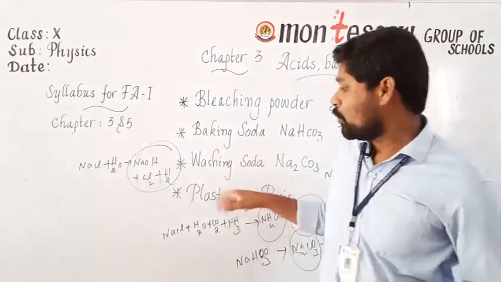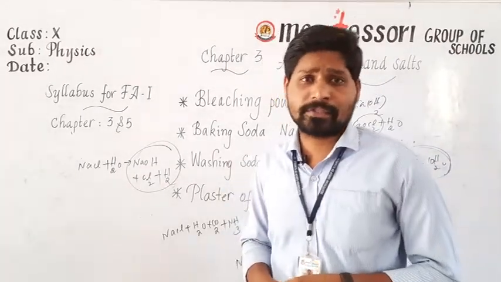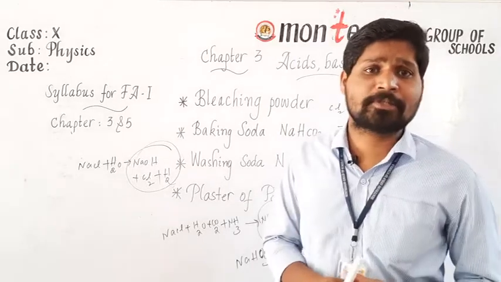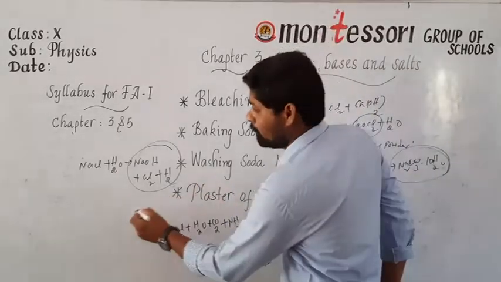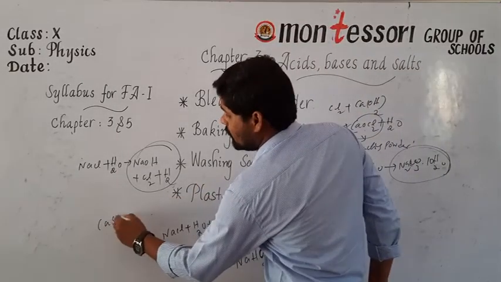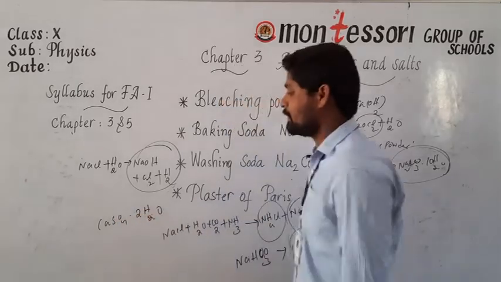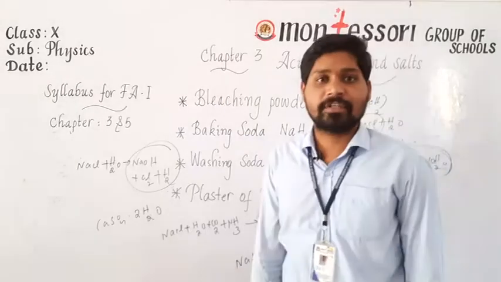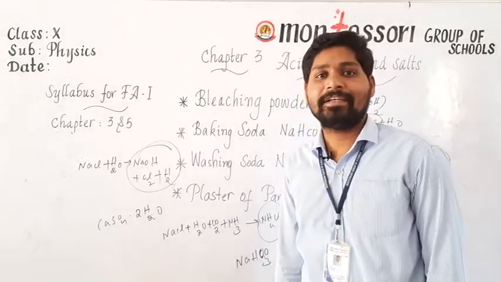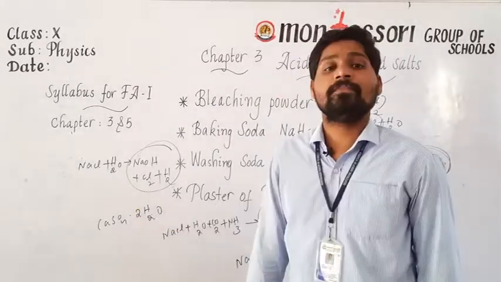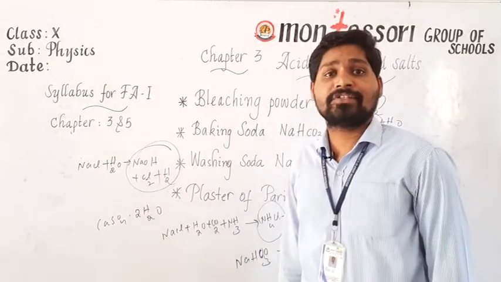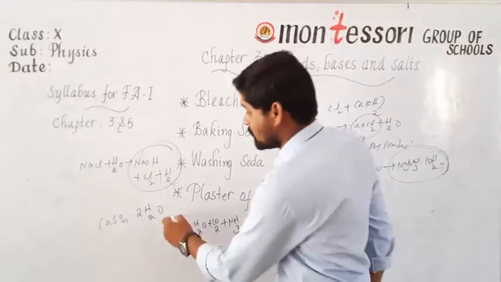See, before going to the preparation of plaster of Paris, first of all we have to know about gypsum. The chemical formula of gypsum is CaSO4·2H2O, calcium sulfate dihydrate. Here this calcium sulfate contains two water molecules. This is nothing but gypsum.